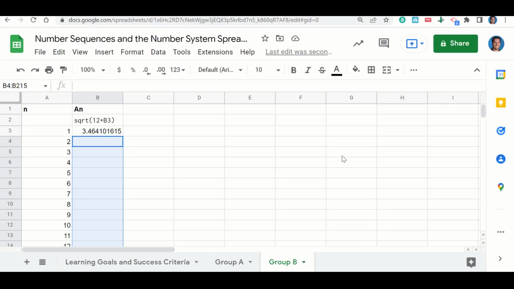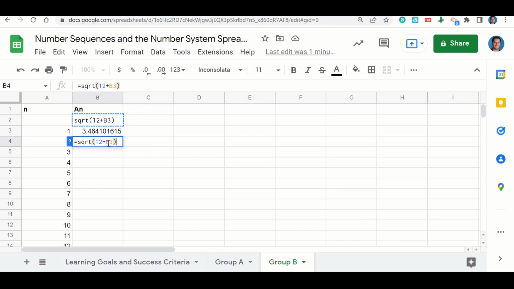Let's talk now about how to complete the number sequences and the number systems spreadsheet. And this is the part for group B. So this is the second tab. And we're given the function already here. So we're told that these are the n's. This is a sub n. What we're going to do now is copy this. So I'm going to right click and copy. And I'm going to put equals. And then I'm going to paste it.